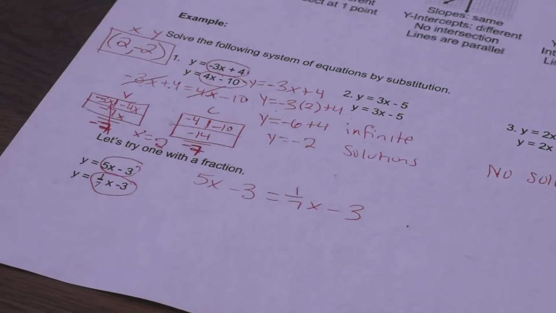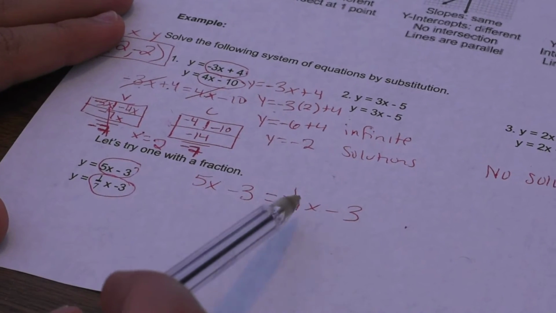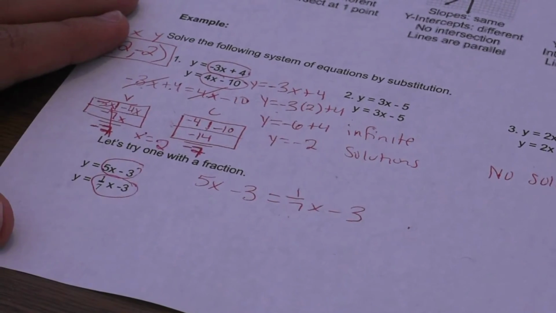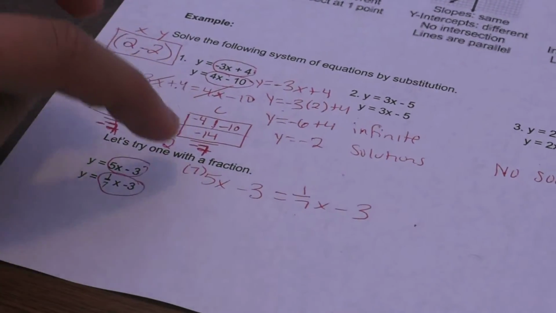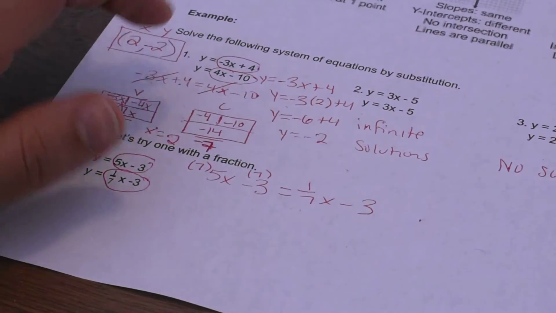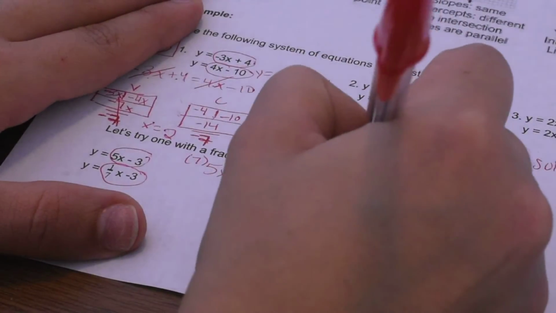So I have this 1/7, and we hate working with fractions. Here's what you can do. You can multiply every single number by the denominator of the fraction. So I'm going to multiply this 5x by 7. I'm putting it in parentheses to tell me to multiply, right? I can multiply this minus 3 times 7. Multiply this by 7, and multiply this by 7.